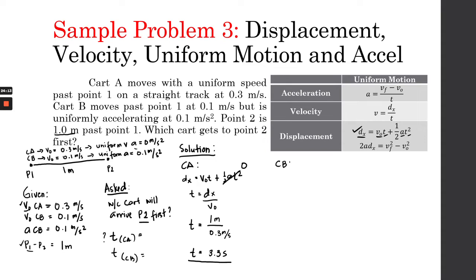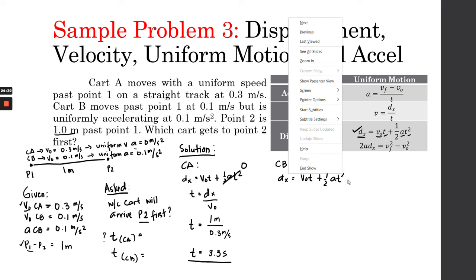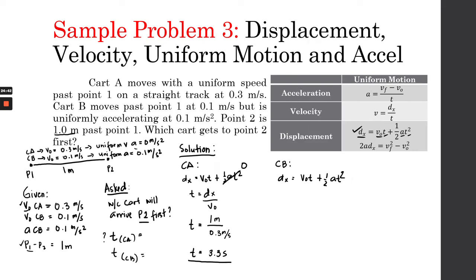So let's solve for the time it took cart B to arrive from point 1 to point 2. Again, from all the given equations or information that we have, we will still have to use the same equation. So dx is equal to v0 t plus 1/2 at squared. Only this time we cannot remove this part because a has a value, which is 0.1 meters per second squared. So let's plug in the numbers.